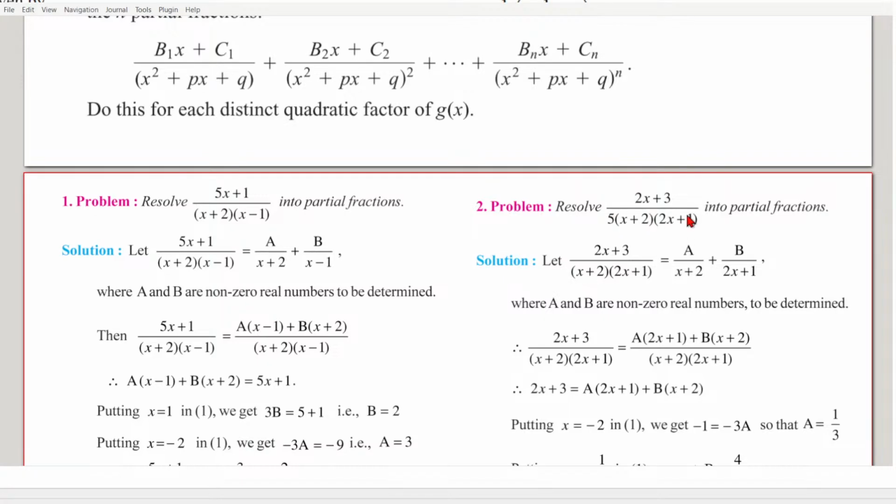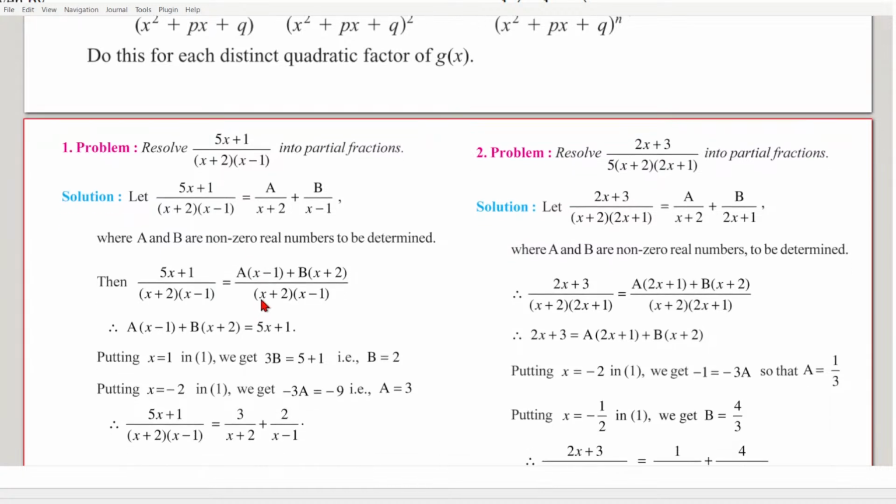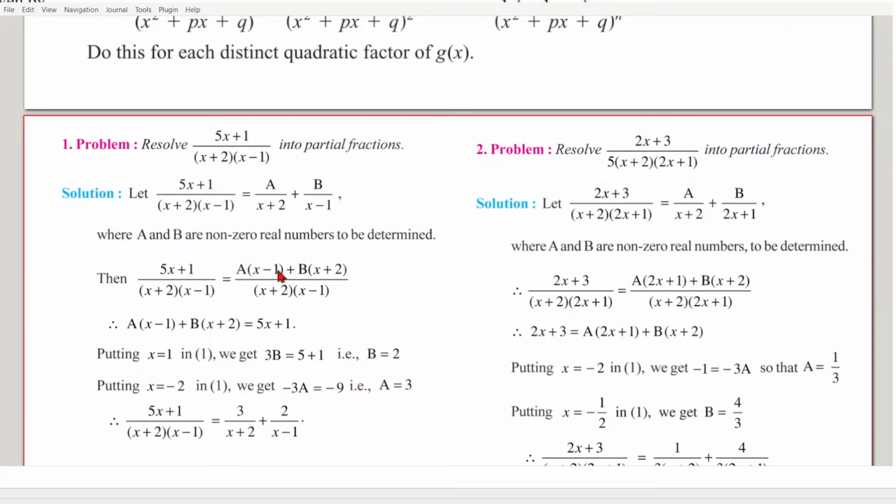So what we will do is assume that this can be broken like this, and then a into x minus 1 plus b into x plus 2 should become 5x plus 1. If you take the coefficients of x, a plus b should be equal to 5 and minus a plus 2b should be equal to 1, right? You can solve both equations and figure out what exactly a and b are.